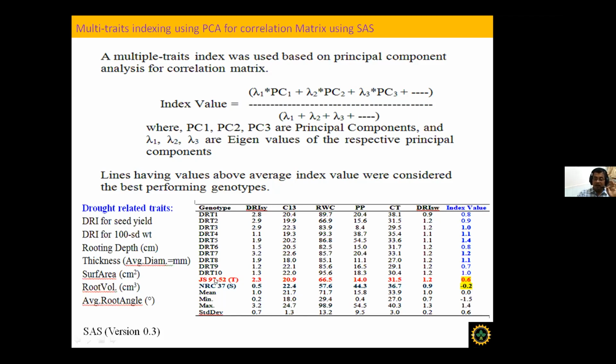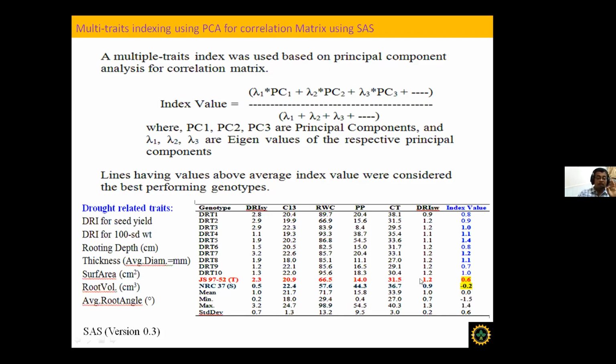And here, finally, what comes out is the average value, the mean value, as you can see here. It comes to 0, and anything above this value is considered the best performing genotype. And if you have a particular check, you can see the check is coming to 0.6, and that is the tolerant check, and the susceptible check is coming to minus 0.2.